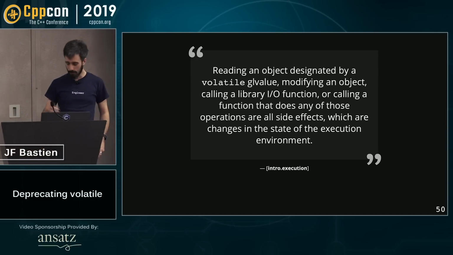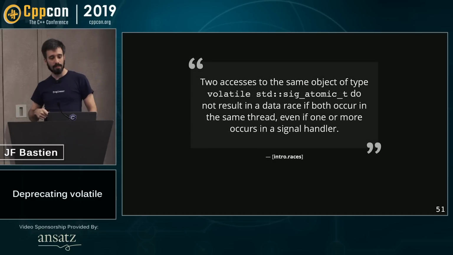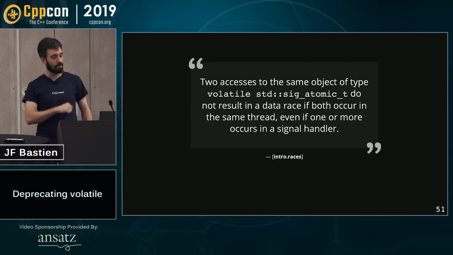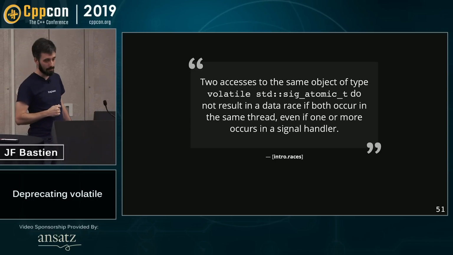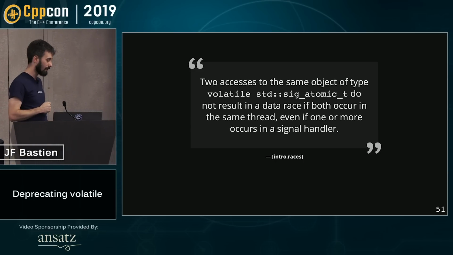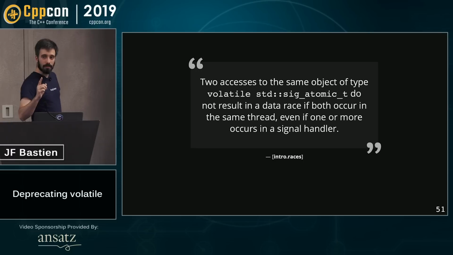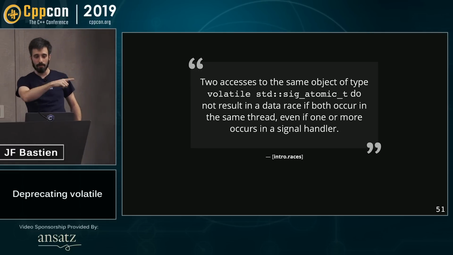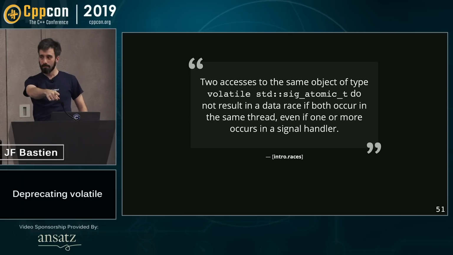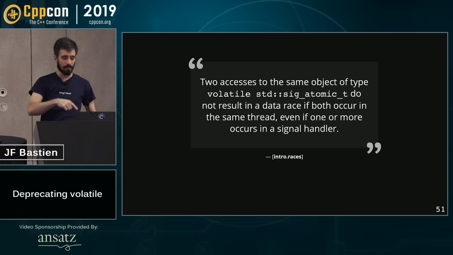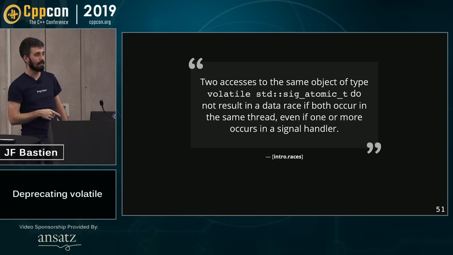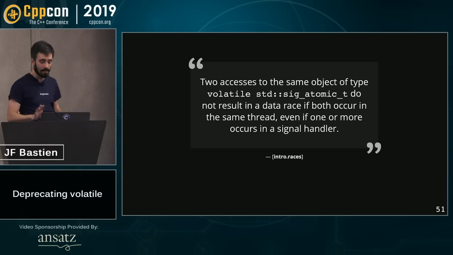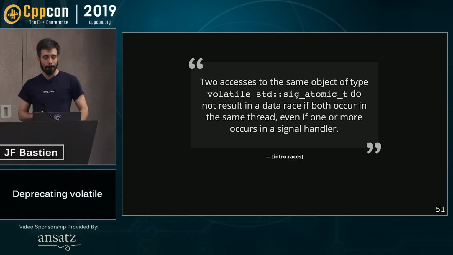Great. So let's look a bit more at dimensions of volatile. Two accesses of the same object of type volatile sig_atomic_t do not result in a data race if both occur in the same thread, even if one or more occurs in a signal handler. Okay, but the C rationale told me I could use a static volatile thing in a signal handler. This one says, by omission of other things, that only a volatile sig_atomic_t is something I can use in a signal handler. That's a bit weird, right? But it's a difference between C and C++, I guess. Artistic changes.